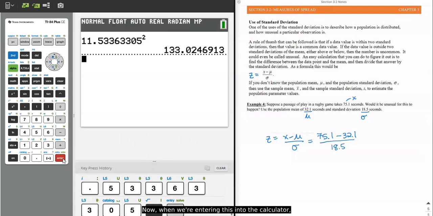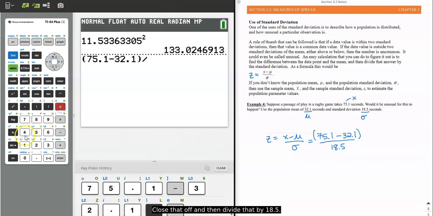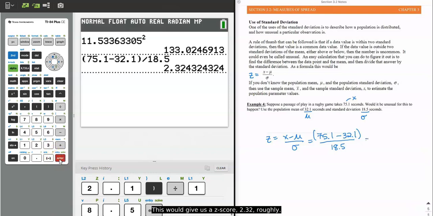Now, when we're entering this into the calculator, we do want to make sure we have parentheses around that numerator so I calculate the correct value. So 75.1 minus 32.1. So close that off and then divide that by 18.5. So this would give us a z-score of roughly 2.32. So this value is 2.32 deviations from the mean. And so since it's above, farther away than 2, we would say this is an unusual value because it's outside that 2.